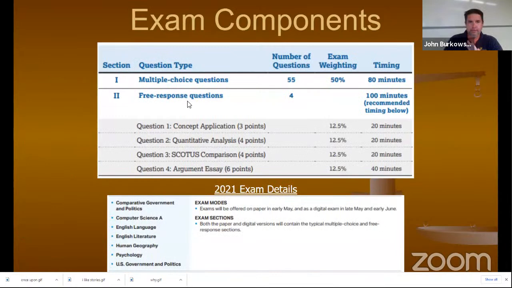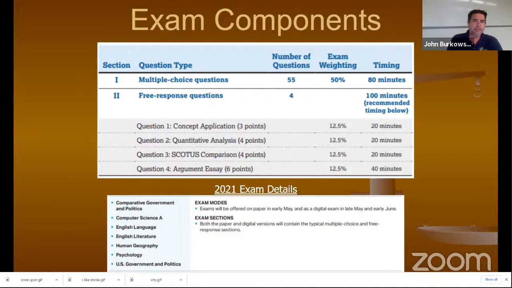Before we get to that, let's recap what the exam is. Remember, this is going to be question one, but you're going to be doing this after you have just completed the multiple choice. So recall that you have 4 free response questions, a total of 100 minutes. The concept application is 12.5% of the exam. It's 3 points, with a part A, part B, and part C, each one point, and it's binary. You get the point or you don't get the point. There is a suggested time of 20 minutes for the concept application. That's up to you though, that's a recommendation.